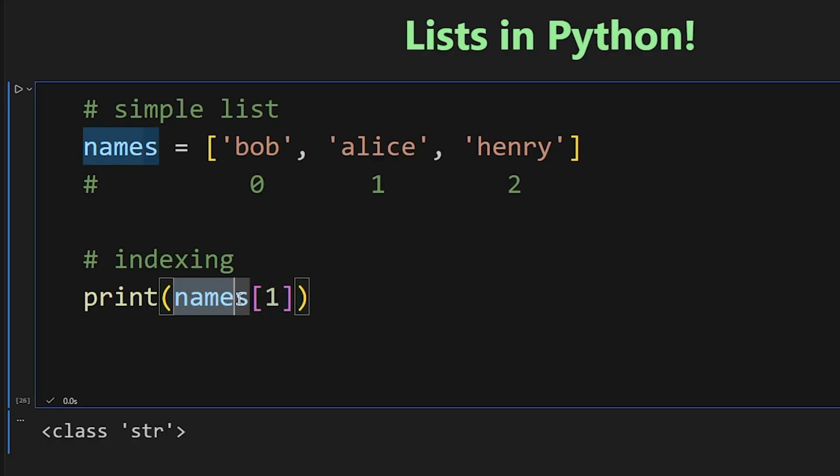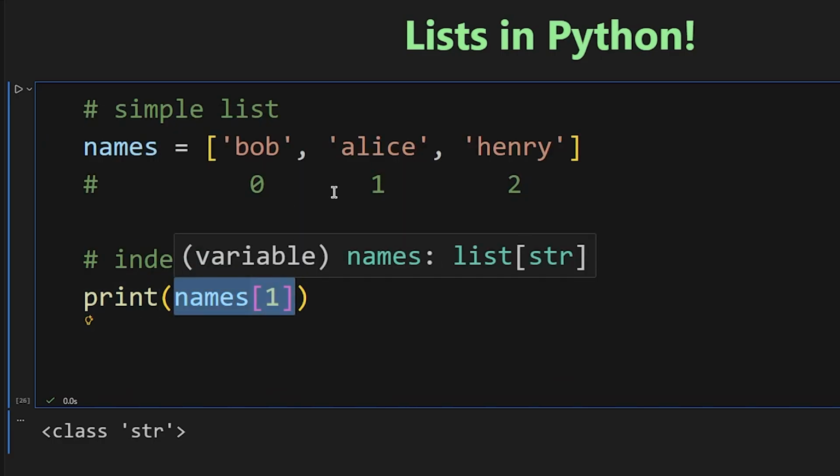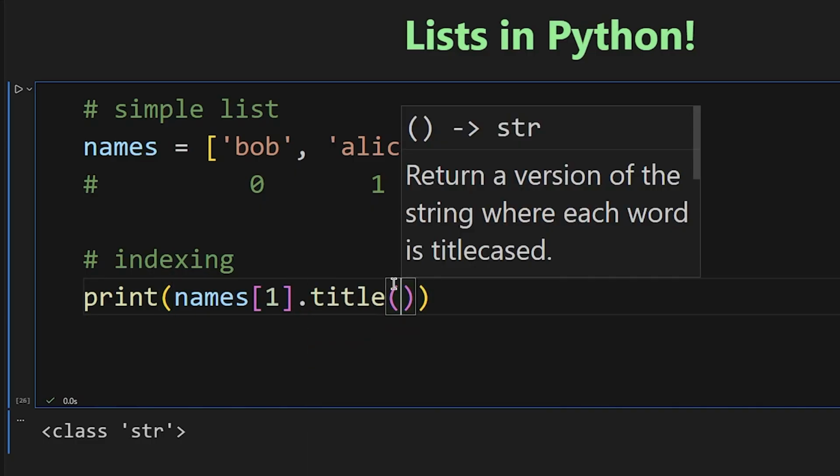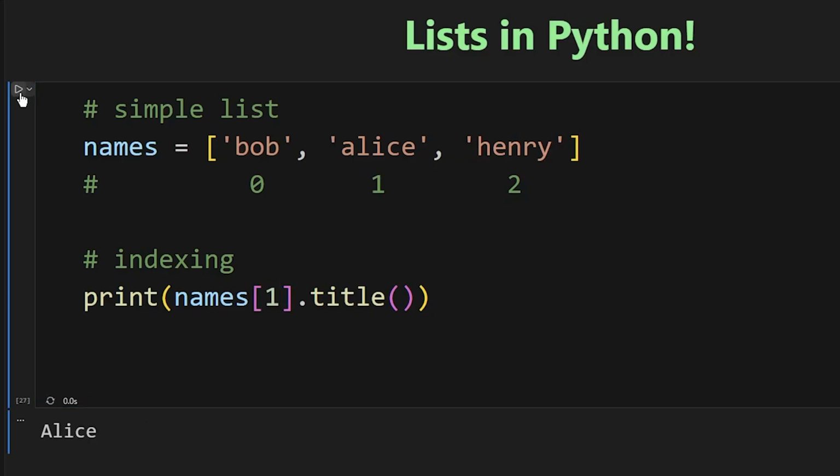So basically, this is equal to this. These two values are the same. This represents this, and this represents this. So this basically represents the value at index 1 in the list of names. So if this is a string, then that means we can use string methods. For example, we can use the title method. The title method returns a version of the string where each word is title cased. Let's see what that does.